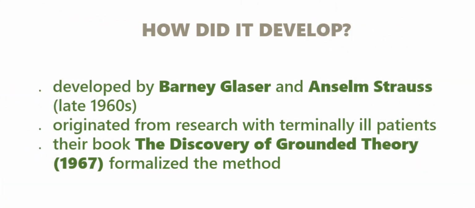And so, how was this grounded theory developed? Grounded theory was developed by sociologists Barney Glaser and Anselm Strauss in the 1960s as a systematic way to generate theory directly from data rather than from existing hypotheses. It emerged from their 1960s research on death in hospitals and was formalized in their 1967 book. The title is The Discovery of Grounded Theory.